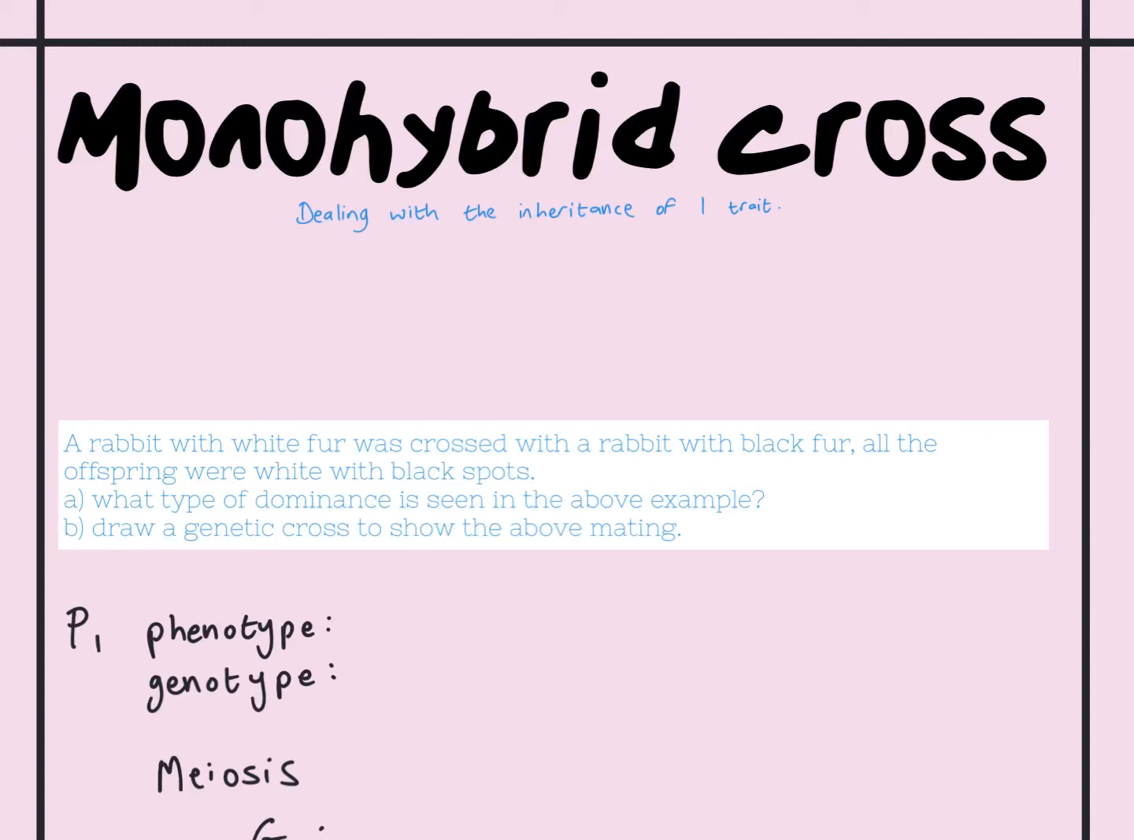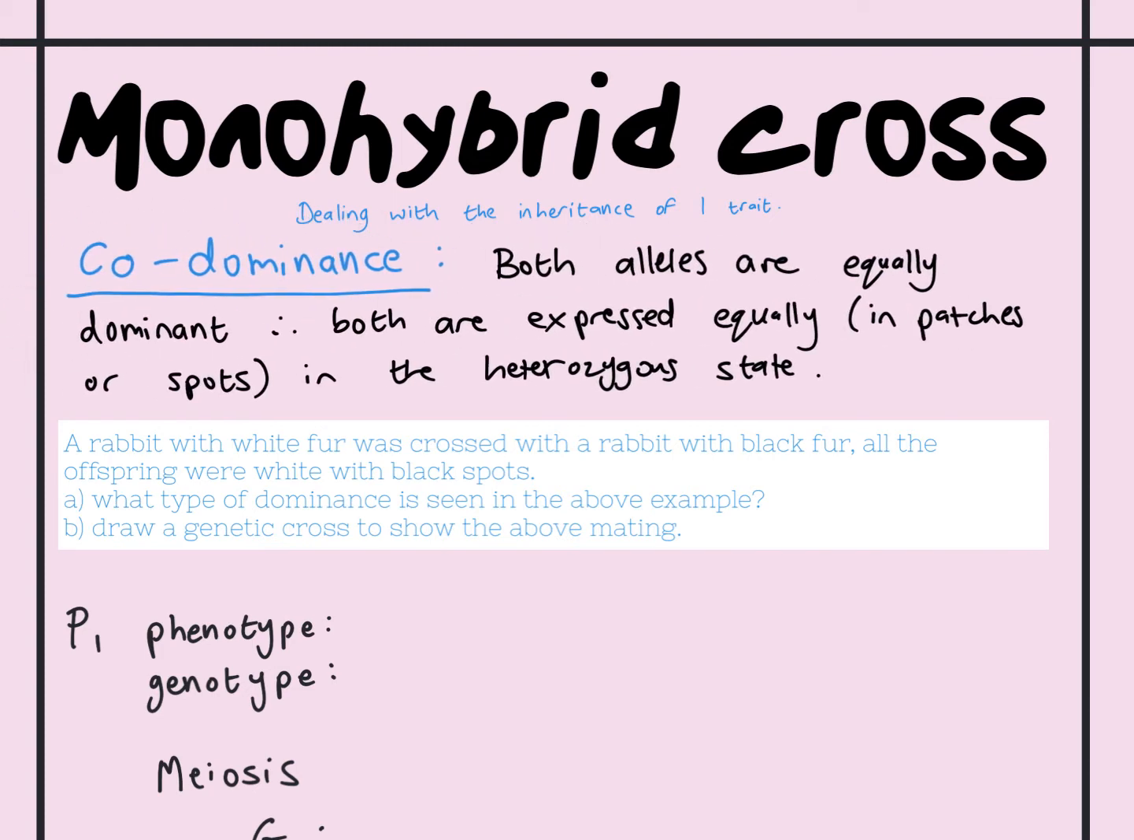The next type of dominance we deal with, and the last type of dominance, is codominance. So it's still a monohybrid cross, as we are still dealing with the inheritance of one trait. In the example you'll see today, we're dealing with fur color of a rabbit. So we still follow the same principle of doing a monohybrid cross where the genotype is 2 letters, gametes are 1 letter, etc. But with codominance, the difference between that and incomplete dominance is that here both alleles are equally dominant. Therefore, both are expressed equally in the phenotype.